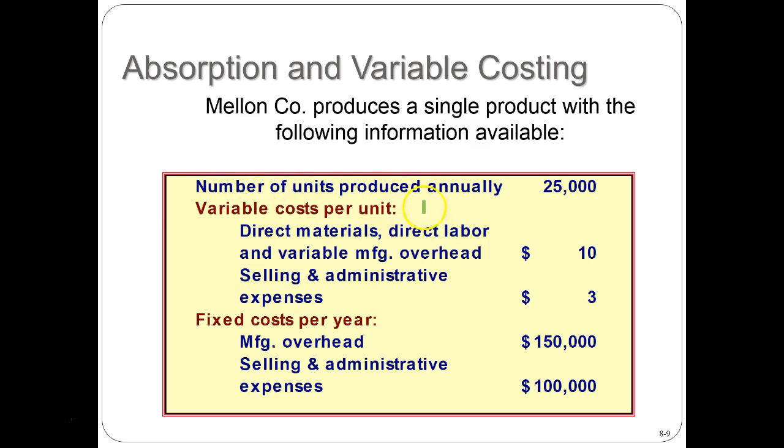We have the number of units produced annually, 25,000 units. We have variable costs: direct materials, direct labor, and variable manufacturing overhead. These are all the variable items. Selling and administrative expenses are going to be here. We have the fixed costs per unit, the manufacturing overhead here, which don't change per unit of production, and the selling and administrative fixed portion.